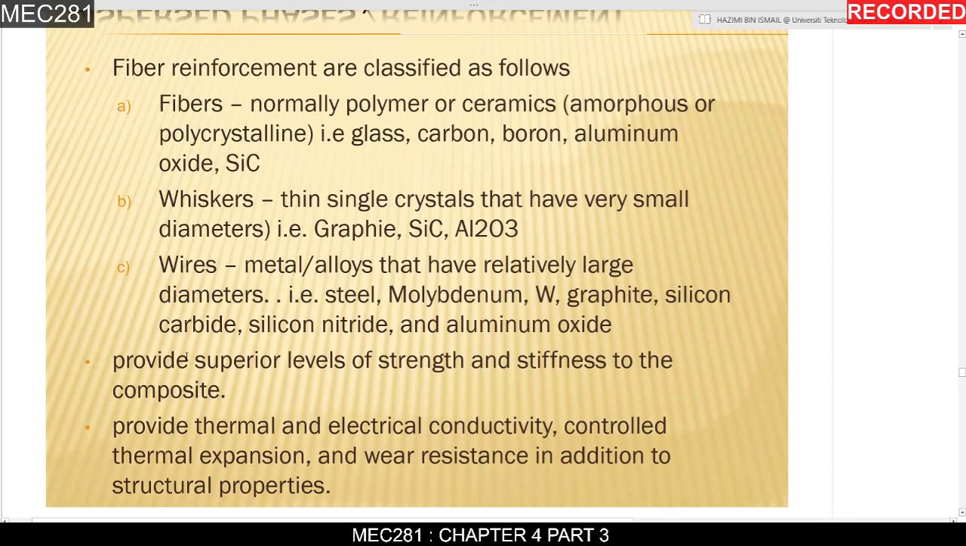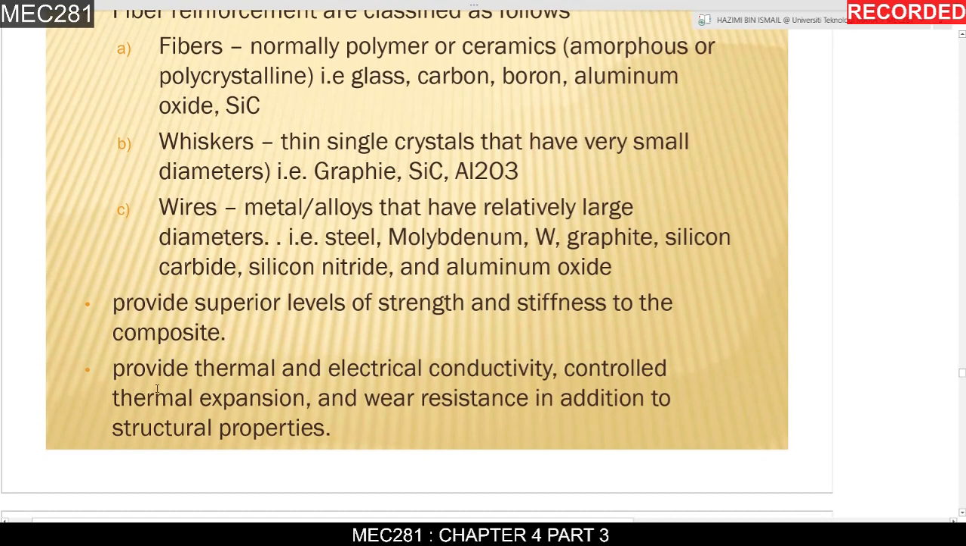Okay, so the fiber reinforcement will provide superior level of strength and stiffness to the composite. Okay, provide thermal and electrical conductivity, control thermal expansion, and wear resistance in addition to the structural properties.